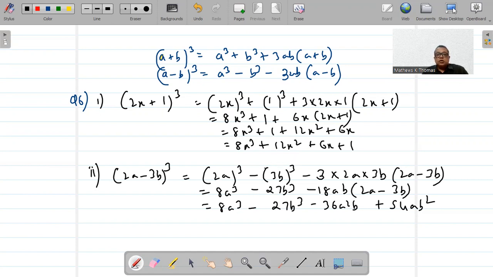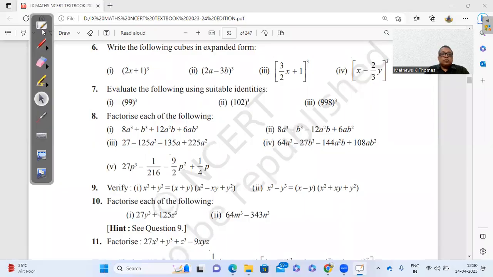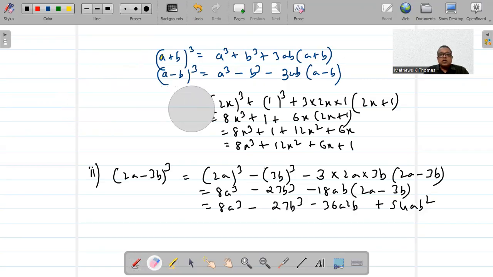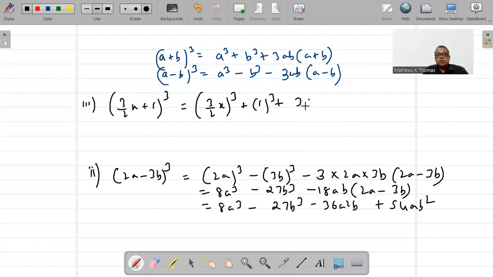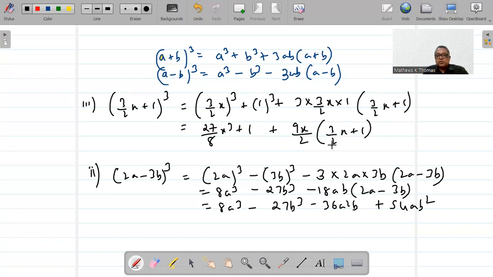Right. The third part, 3 by 2x plus 1 whole cube. So I'm erasing this, writing the next part, third part, 3 by 2x plus 1 whole cube. So this is going to be a cube, that is 3 by 2x whole cube, plus b cube, plus 3ab, that is 3 into 3 by 2x into 1, bracket a plus b. So answer will be 27 by 8x cube plus 1 plus 9x by 2 into 3 by 2x plus 1.